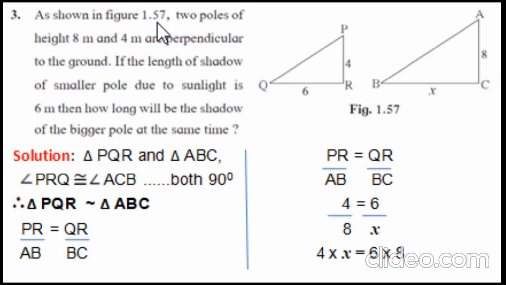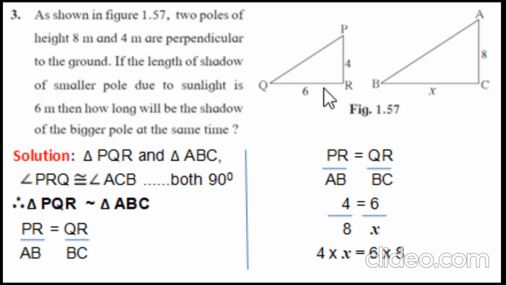In figure 1.57, two poles of height 8 meter and 4 meter are perpendicular to the ground. These are the two poles. This is the smaller one, height 4 meter, and the bigger one, height 8 meter. Now, if the length of the shadow of the smaller pole due to sunlight is 6 meter, then how long will be the shadow of the bigger pole at the same time?